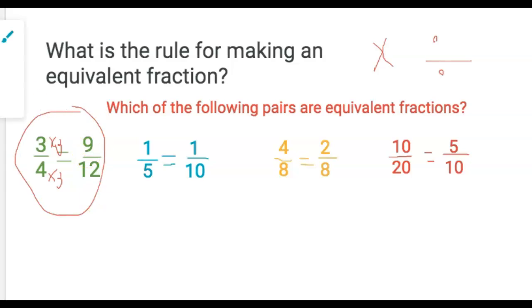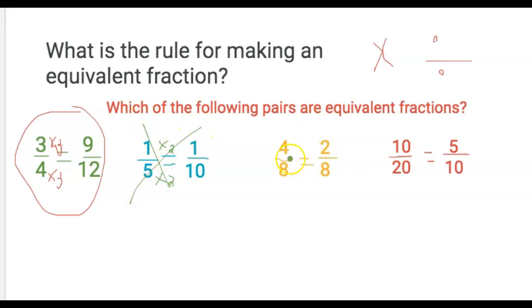So that one works. Okay, so we're going to come over here. We have 1/5 equals 1/10. Right away, I know these are not equivalent fractions because the numerator is the same. And remember, when the denominator changes, the numerator has to change. So 5 times 2 is 10, but if you multiplied the top by 2, then the new numerator should be 2 and not 1. So this is not an equivalent fraction.